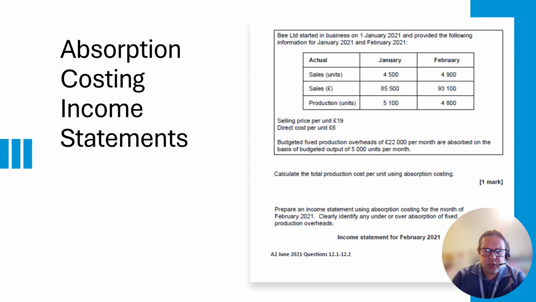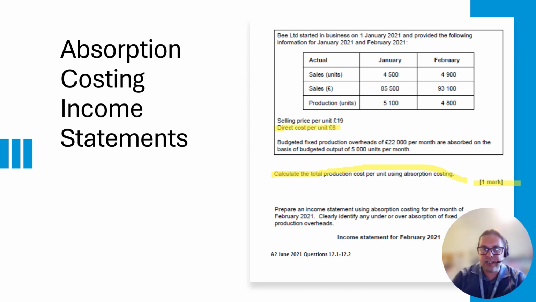But anyway, absorption costing income statements. Is it coming up in 2025? Yeah, why not? You watch this video and it's going to happen. So what we've got is a six mark question to prepare the income statement and 1 mark to calculate the total production cost. This is quite nice. It's not too bad. So when we're looking at the production cost, it's only worth 1 mark because there's not a lot of work.